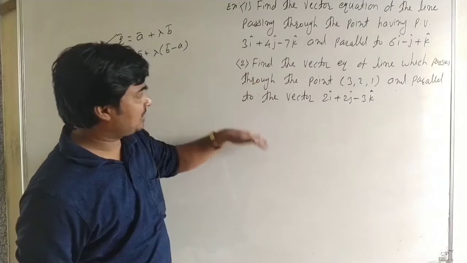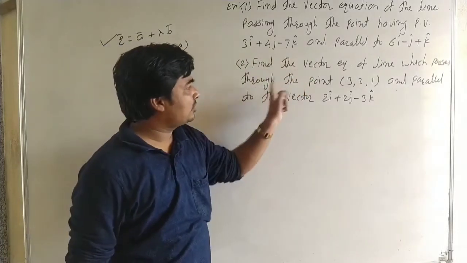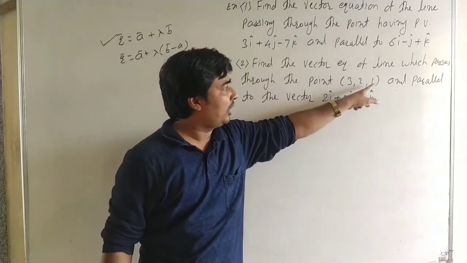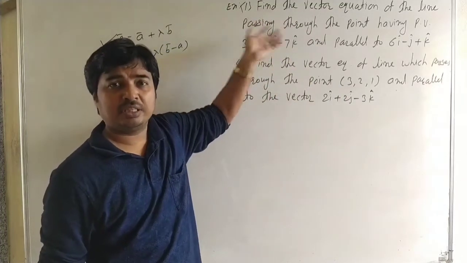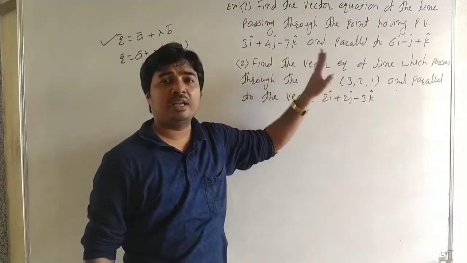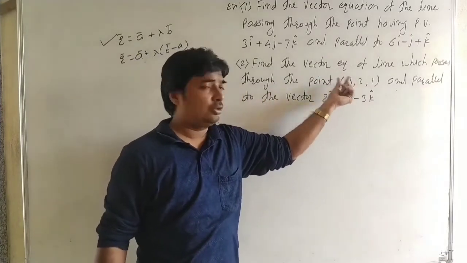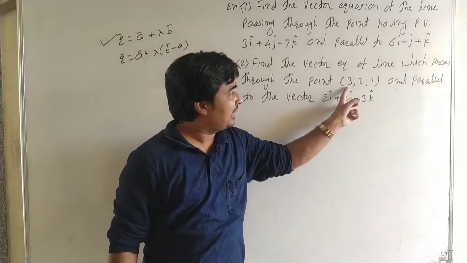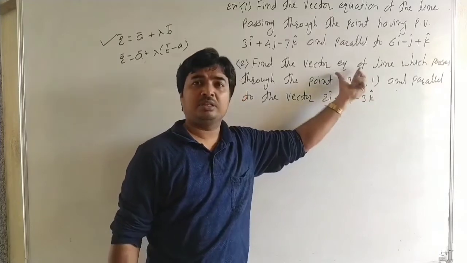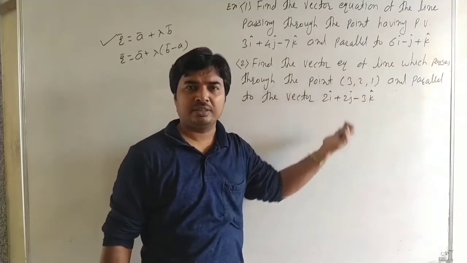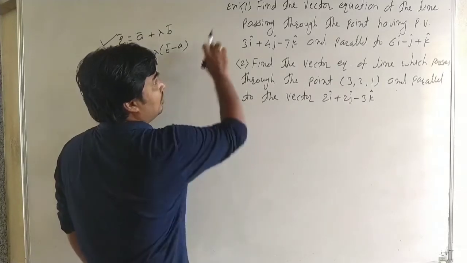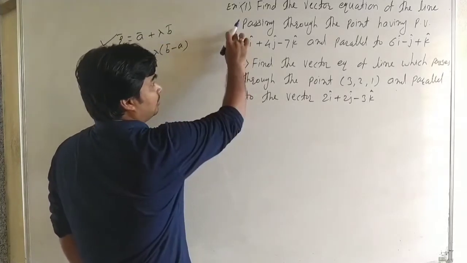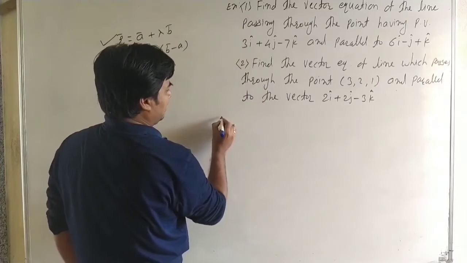Okay, same example: find the vector equation of line passing through point 3, 2 and 1. In this example, the position vector is given, that is a bar. Here the point is given, it is a. Then from the point we write the position vector, that is 3i cap plus 2j cap plus k cap. It is a bar and it is b bar, and then write the answer. Okay, we solve the second example, same as the first example. The first example is for homework, we solve the second example.